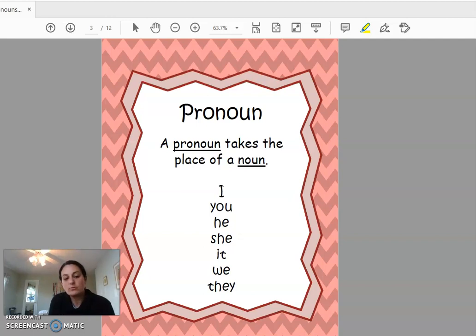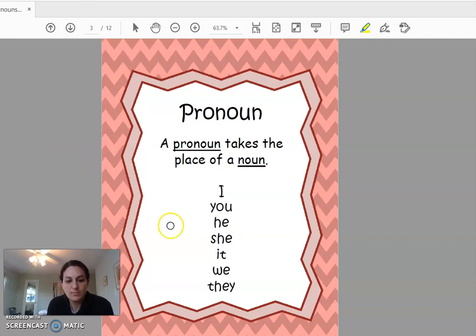And we know that when we're writing, let's say we were writing about a famous person, like Abraham Lincoln, we wouldn't say Abraham Lincoln was the 16th president. Abraham Lincoln was a very honest man. Abraham Lincoln was born in a log cabin. We would replace the name Abraham Lincoln with the pronoun he. When we're repeating somebody's name over and over again, we often replace it with a pronoun.